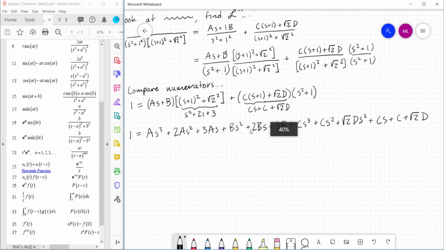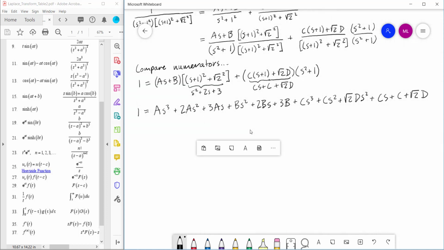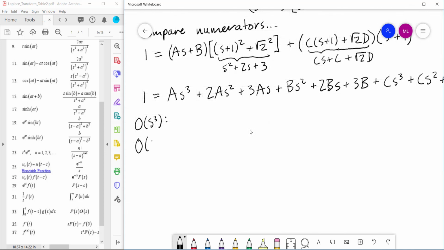So there is our hideous equation. It looks like one big hideous equation with 4 unknowns, but encoded in it are 4 separate pieces of information. We're going to look separately at the order s cubed terms, the order s squared terms, the order s to the first power terms, and then the order s to the 0th power terms, or the constants. Okay.